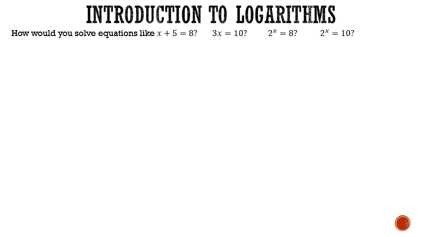Now let's mathematically define logarithms. How would you solve equations like x plus 5 equals 8, 3x equals 10, 2 to the x equals 8, 2 to the x equals 10? So for example, to solve this first one, right now we're adding 5 to x, so you would do the opposite of adding 5, which is subtracting 5. Here we're multiplying x by 3 so that to isolate the x you would divide by 3. We learned in the last section we can solve this: 2 to the x equals 2 cubed because 8 is the same thing as 2 cubed, so we'd get x equals 3.